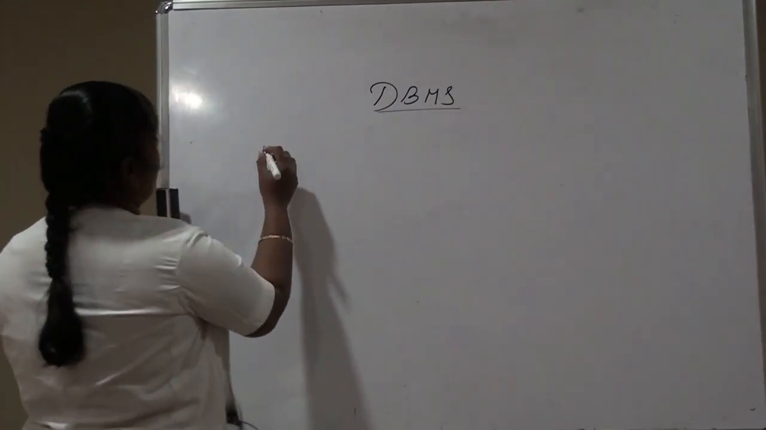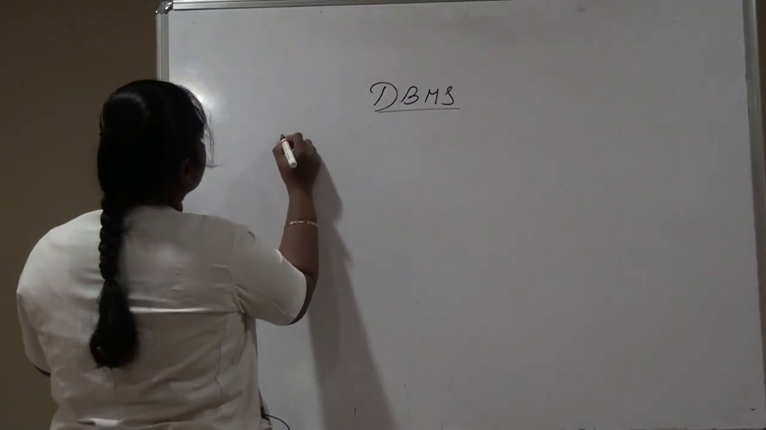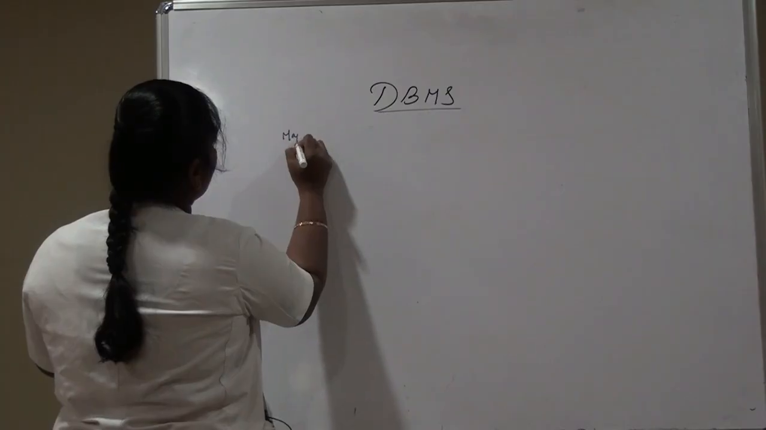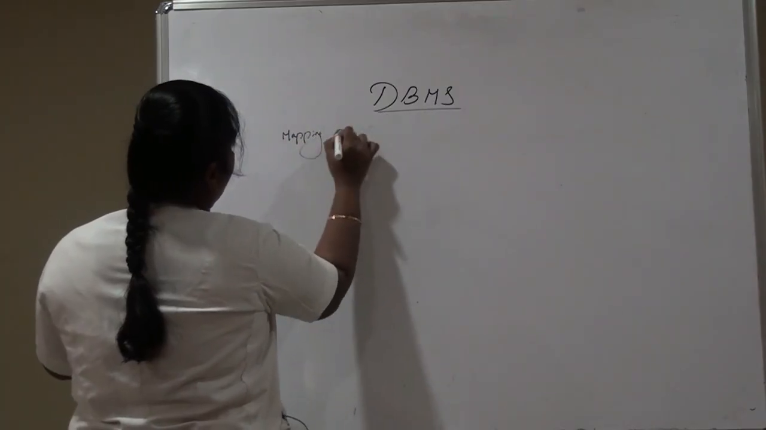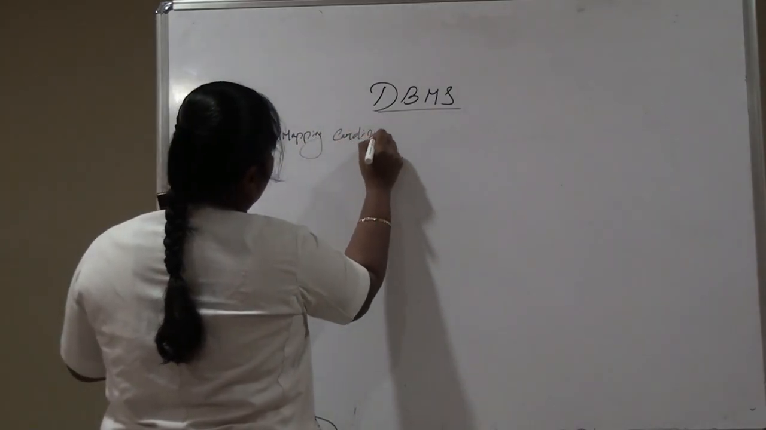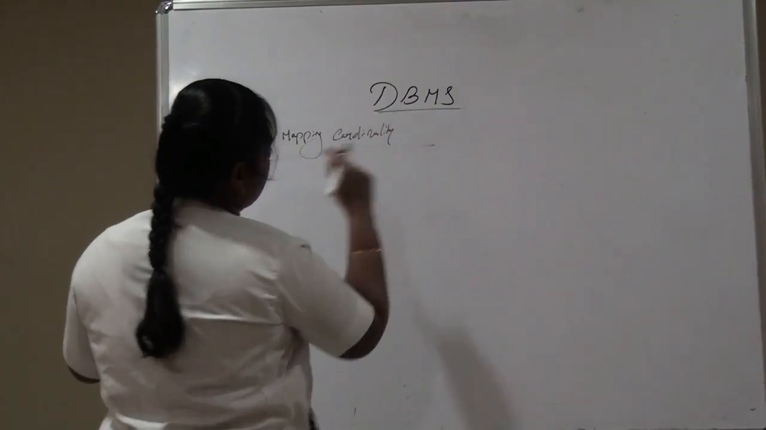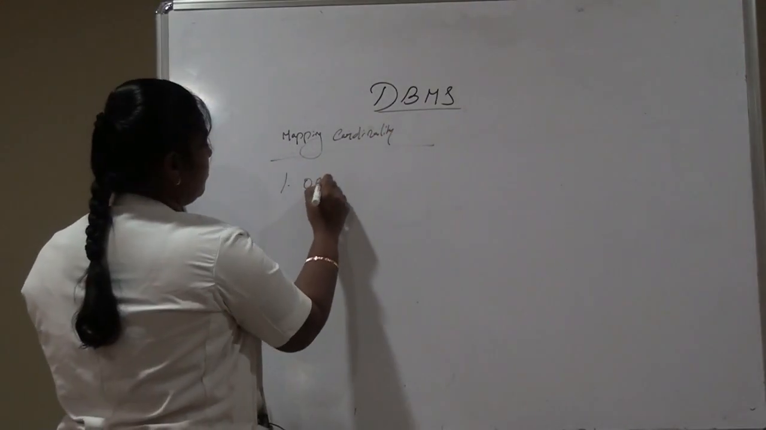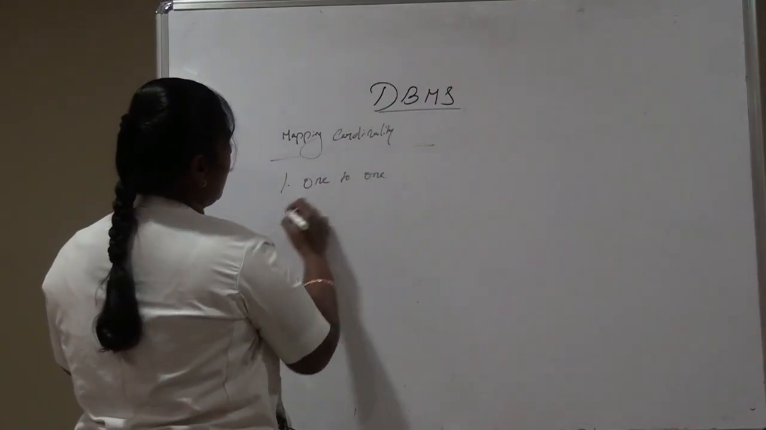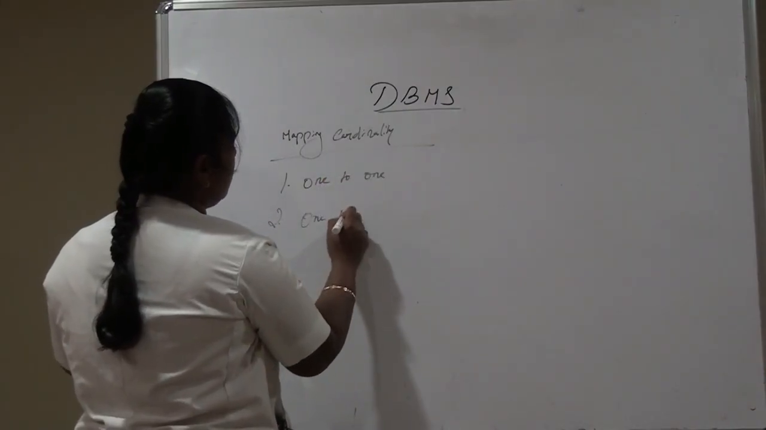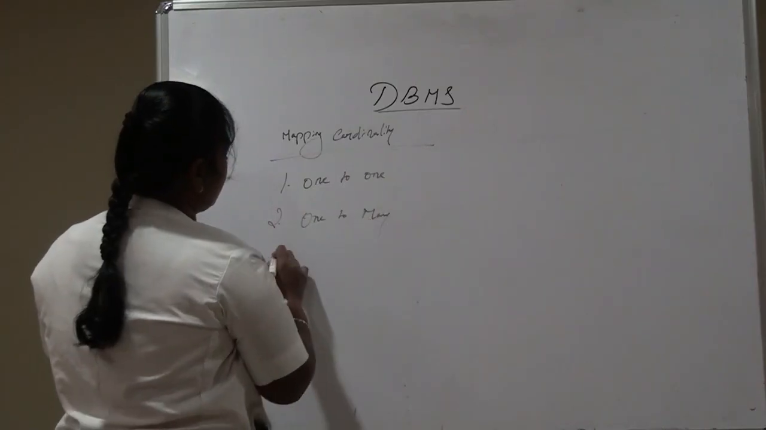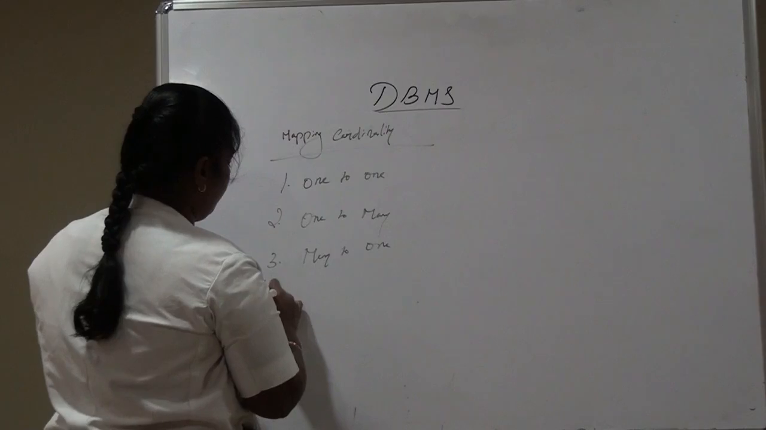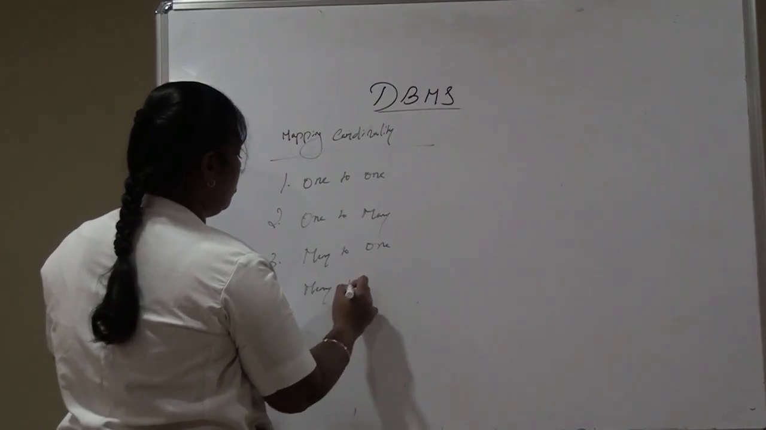Okay, next category is mapping cardinality. Here there are four varieties of mapping cardinalities. Number one, 1 to 1. Number two, 1 to many. Number three, many to 1. Number four, many to many.